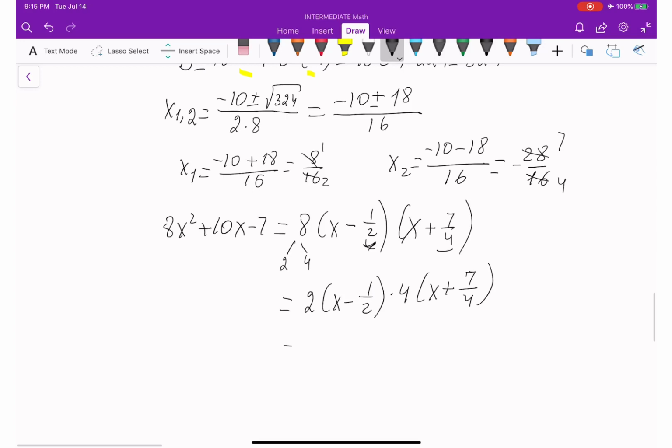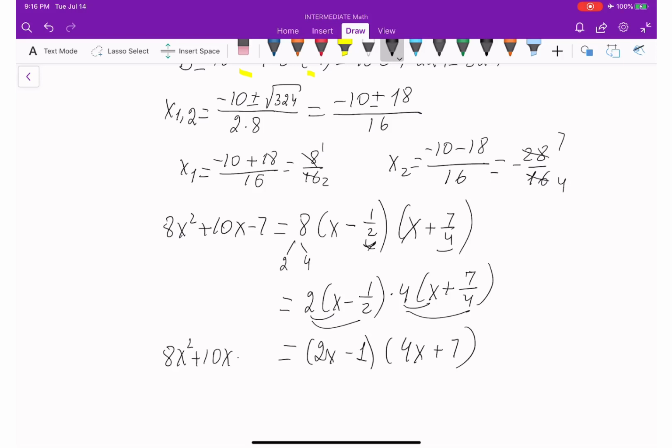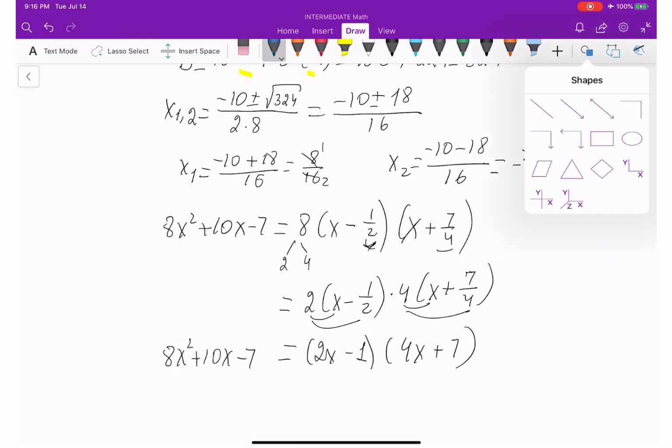Okay, if you multiply, distribute this with this and this with this, pay attention, I'm distributing this only with one parenthesis. So I will get 2x minus 1, and I will get 4x plus 7. The result is 8x squared plus 10x minus 7. And we got it.